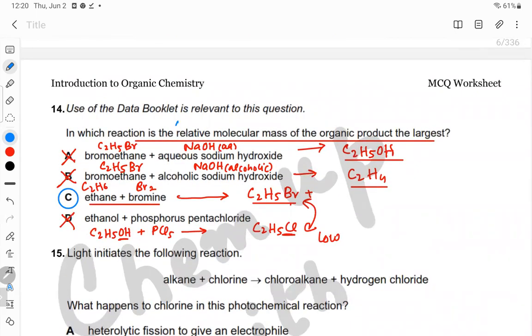Alicia, have a look. They are saying in which reaction the relative molecular mass of the organic product is the largest. So you will find the MR of each of these, because each one has C2C. This one has the lowest. So that's why I marked this one initially. Now you can calculate the MR and you can easily identify which one is the correct one. Now, did you get it, Alicia?